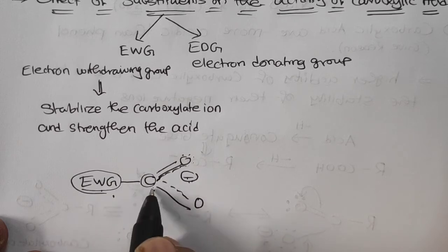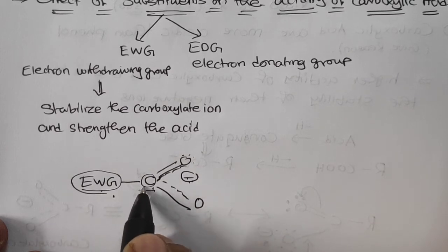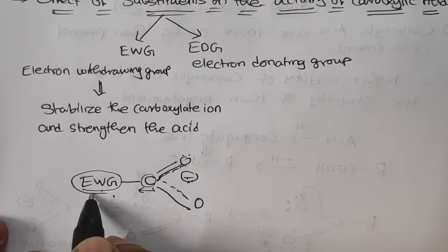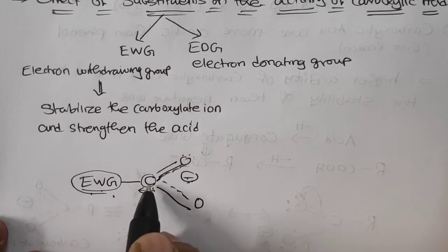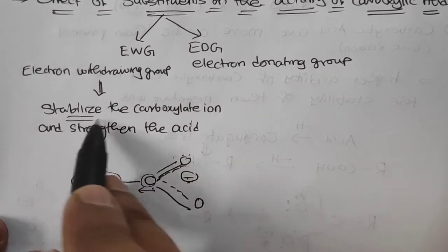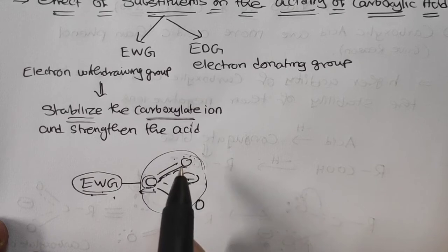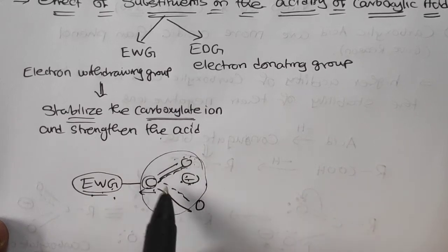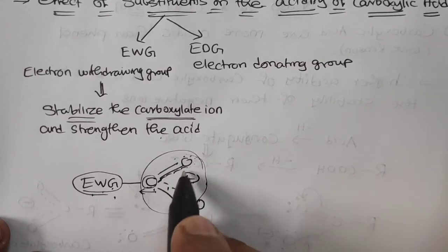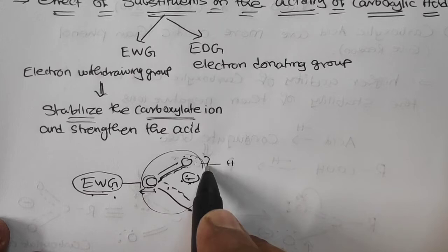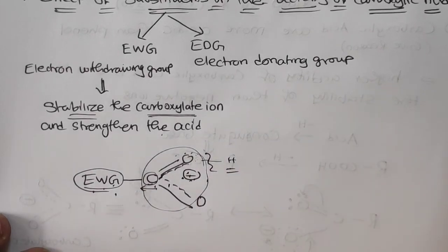And what will the electron withdrawing group do? It will take the electrons towards itself, right? So what will happen? It gives stability to this carboxylate ion, and as a result the strength of an acid increases. Meaning the H is easily being protonated from here.